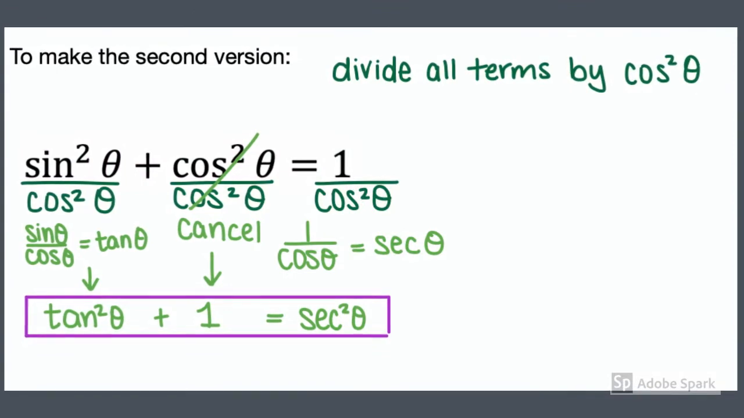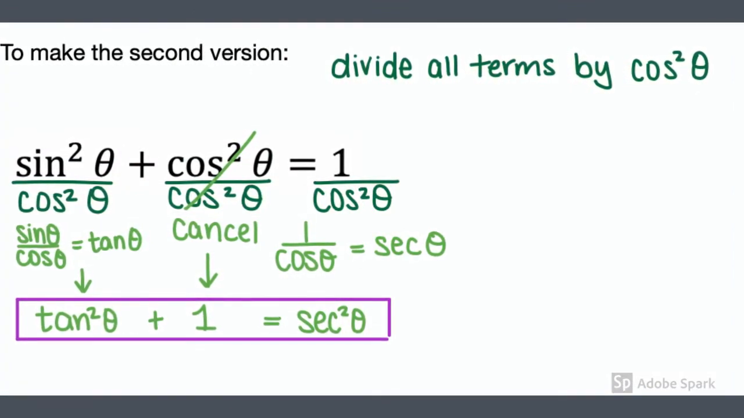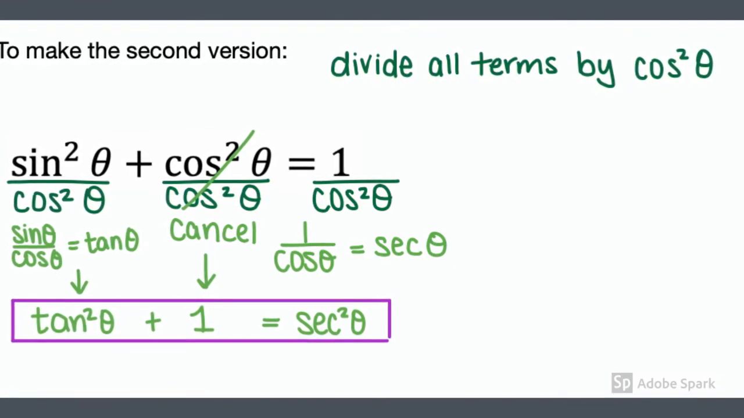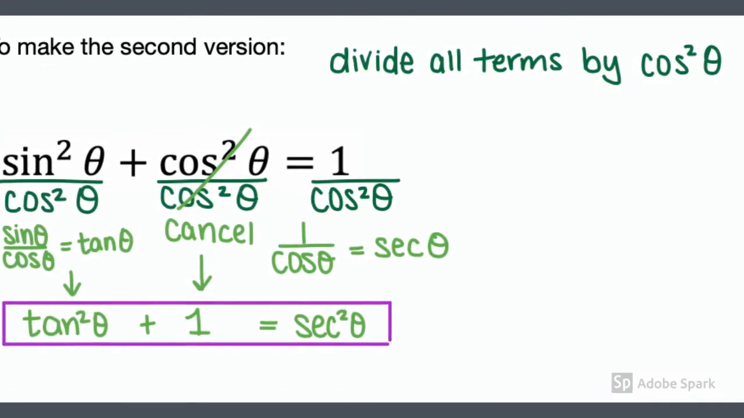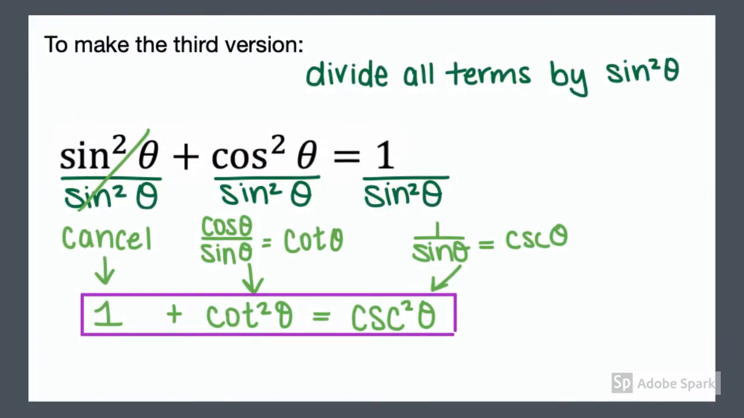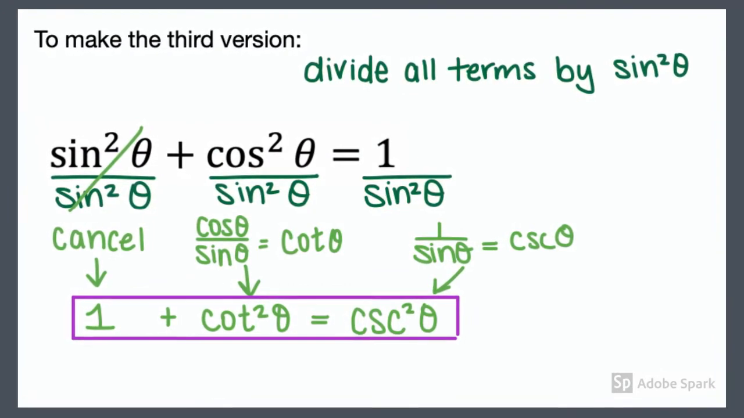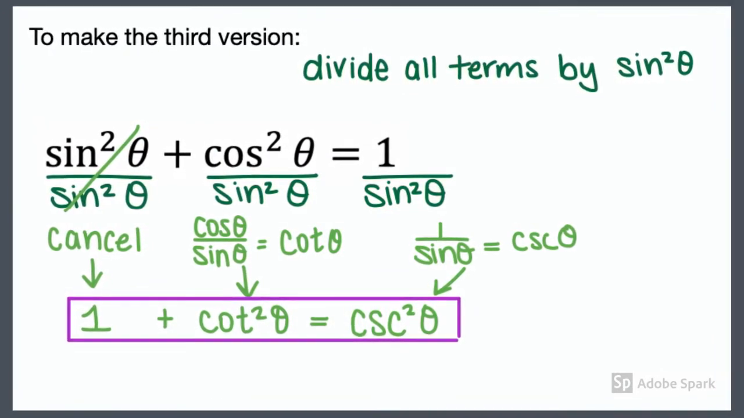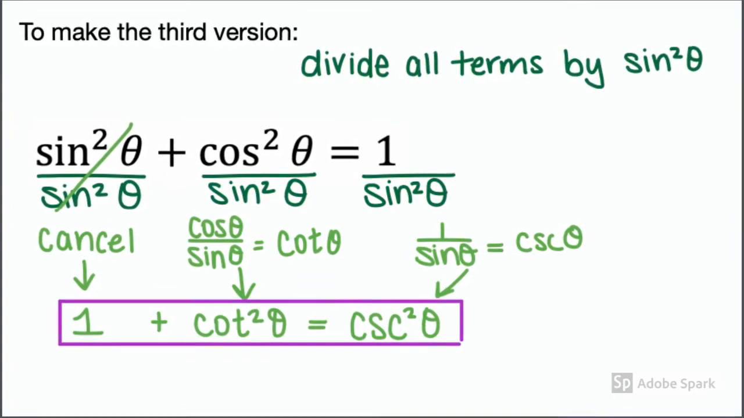If you memorize that first version of the identity, you can get the other two versions that I showed you at the beginning very easily. The second version comes from taking the first version and dividing all the terms by cosine squared of theta. You can make the third version almost the same way, except that you divide all the terms by sine squared instead, and this gets 1 plus cotangent squared equals cosecant squared.